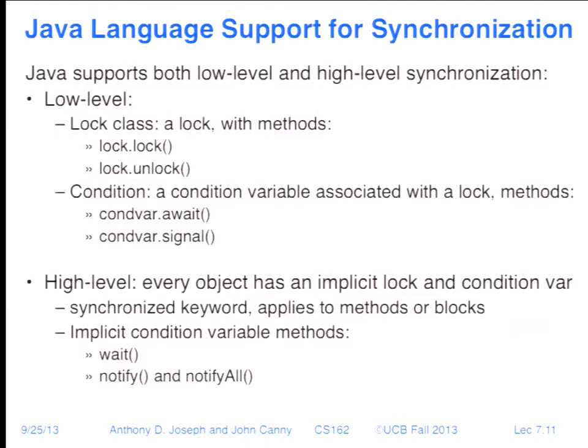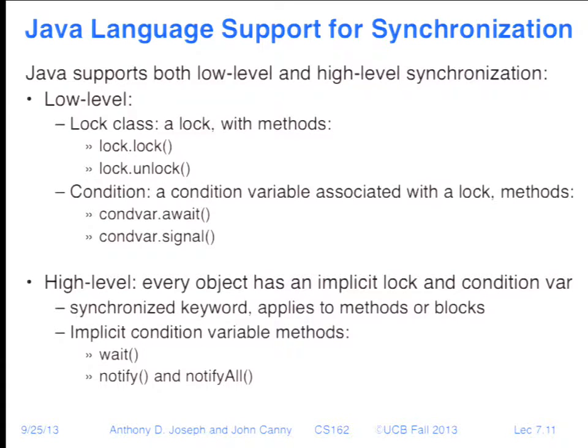All right. So in Java, actually, there's two really different families of synchronization primitives, both low-level and high-level ones. And the low-level ones look like the ones we've seen so far. We have basically a lock class that supports locking and unlocking, and we have condition variables that support waiting, which is called await, and signaling through a signal method. So these really are very similar to what we've seen so far.